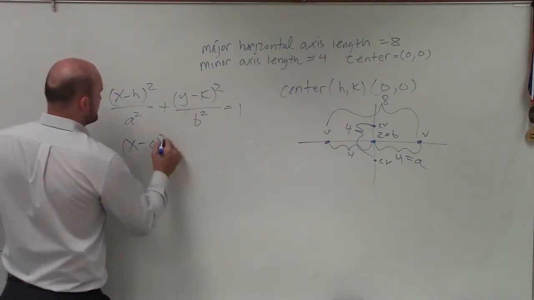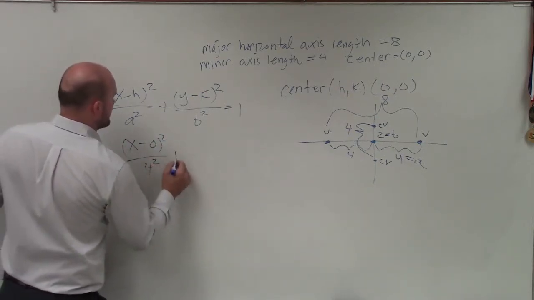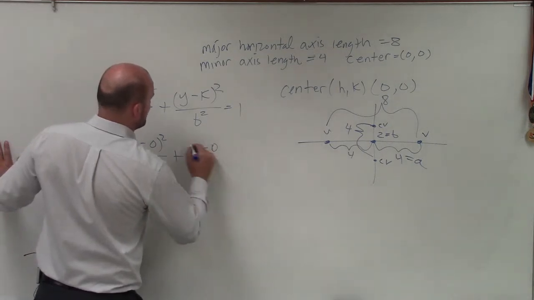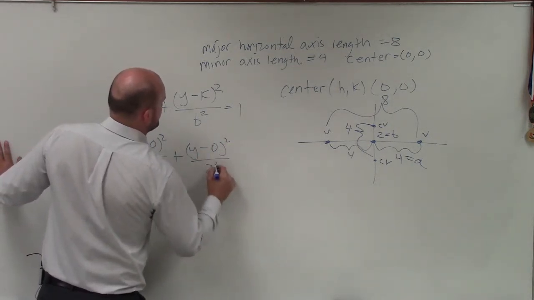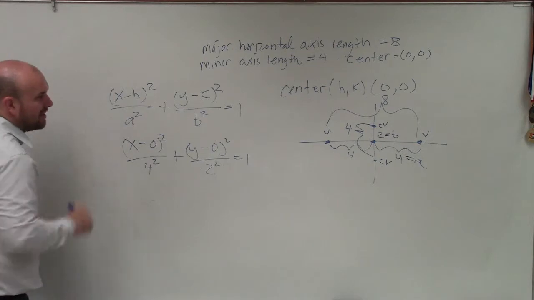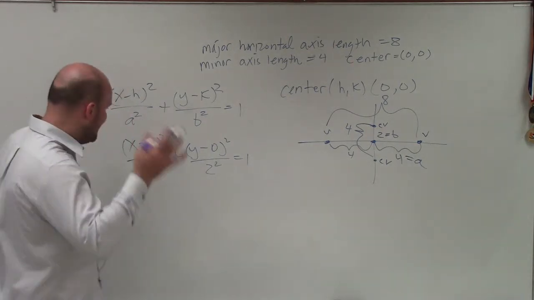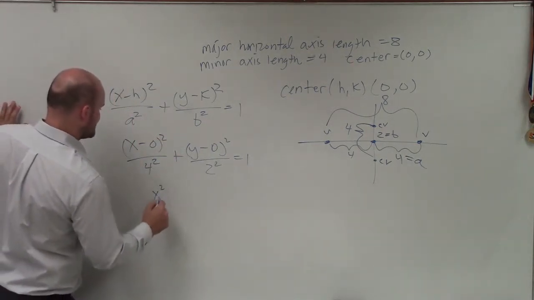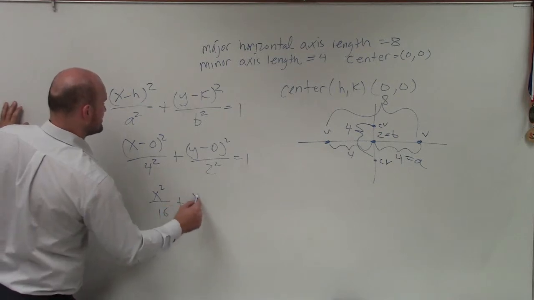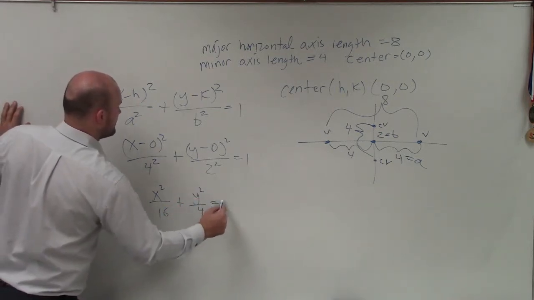So it's (x minus 0) squared all over 4 squared plus (y minus 0) squared all over 2 squared equals 1. Now, obviously, we probably could have simplified this much quicker, but I figured I'd go through the steps. So I get x squared over 16 plus y squared over 4 equals 1.